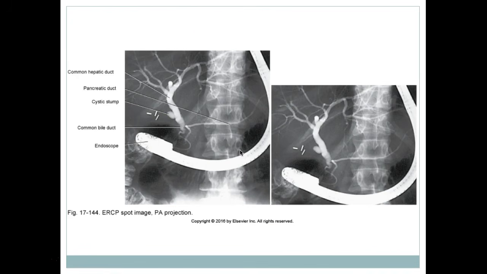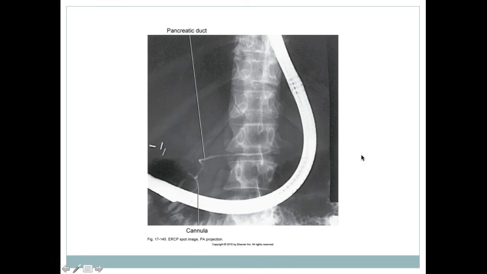And here's some more pictures. You see the endoscope, great view of your pancreatic duct coming across on both of those. And you can see here they only cannulated the pancreatic duct, so it's nice. And you can see the surgical clips there, which tell you that the patient probably had their gallbladder removed.